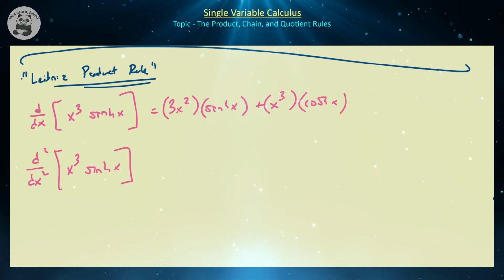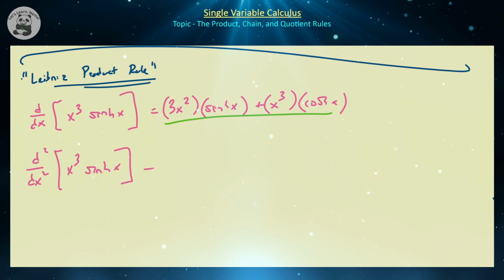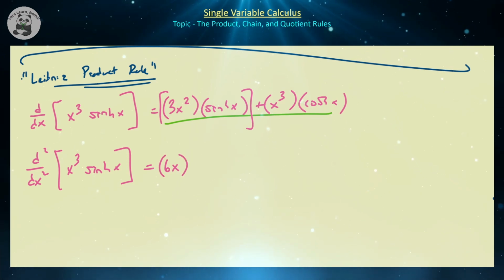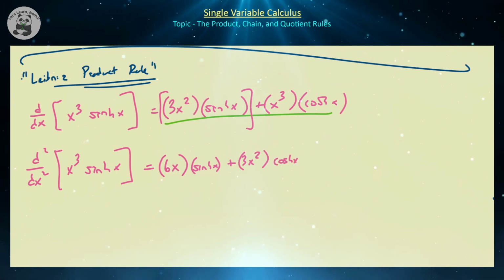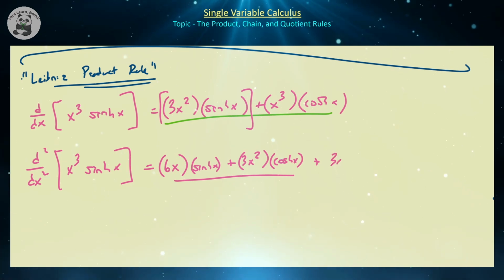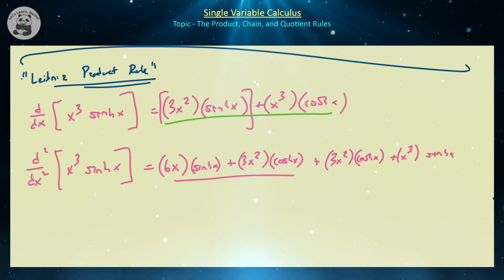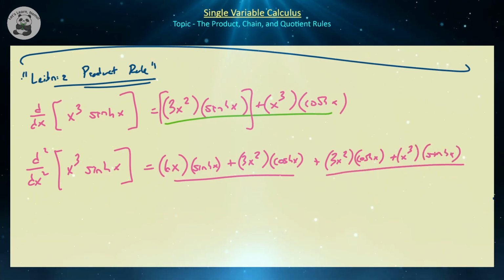Now, let's assume that I want to do the second derivative of x cubed times the hyperbolic sine of x. Obviously, that's just going to be the derivative of each of those products. So that's going to be equal to what? So let's do the first one first. So that's going to be equal to 6x times hyperbolic sine of x, and then plus 3x squared times hyperbolic cosine of x. So that's the first. And then plus, we're going to have 3x squared times the hyperbolic cosine of x plus x cubed times the hyperbolic sine of x. So that's the second.